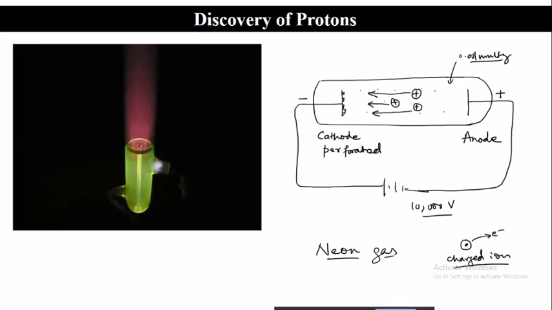And because the cathode has these holes, they can pass through it, and here they give a certain glow, which appears in reddish color. So basically, the setup is a bit different; different scientists have done these discharge tube experiments a little differently. But the point you have to remember is this.